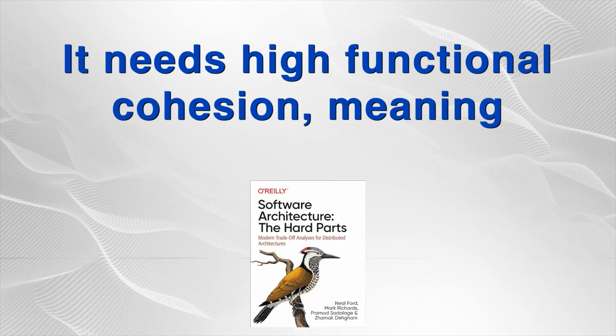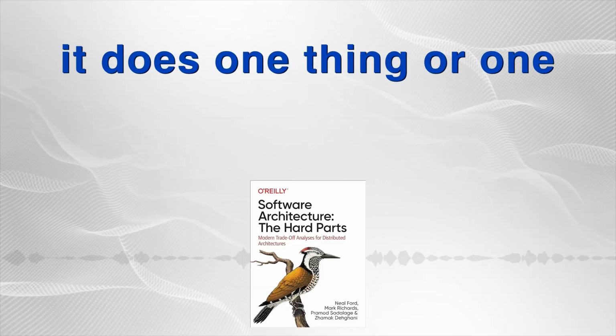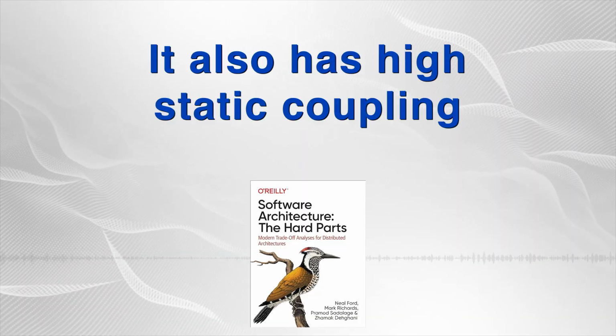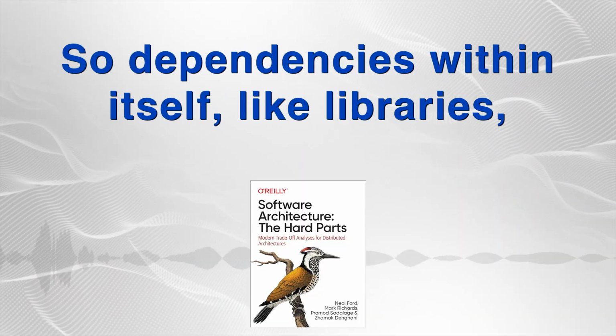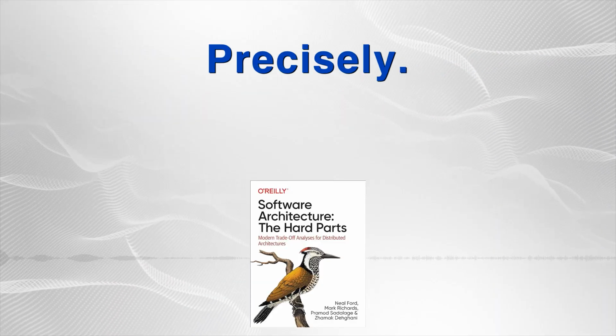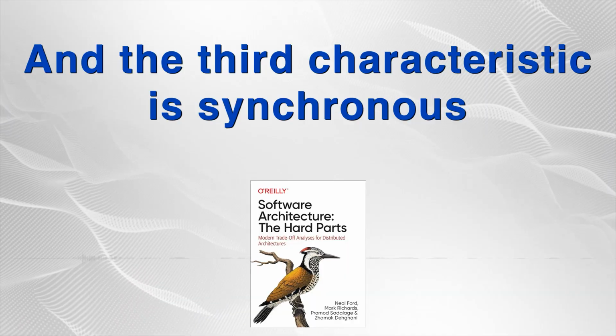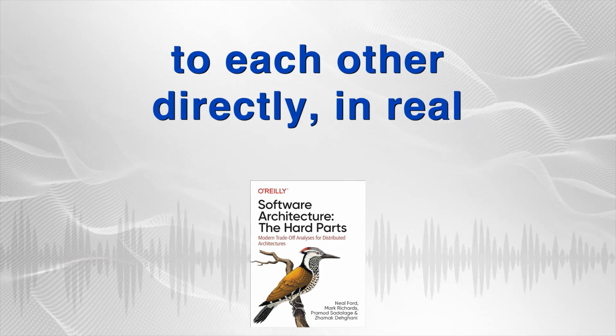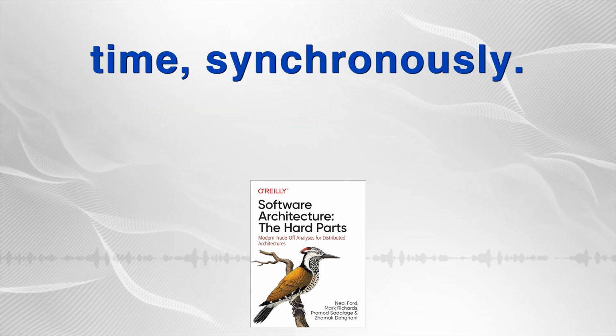Okay, what are those? It needs high functional cohesion, meaning it does one thing or one related set of things very well. It also has high static coupling internally. So dependencies within itself, like libraries, frameworks, OS services. Precisely. And the third characteristic is synchronous dynamic coupling. The parts inside the quantum talk to each other directly, in real time, synchronously.